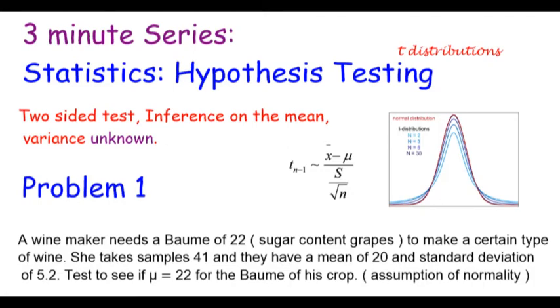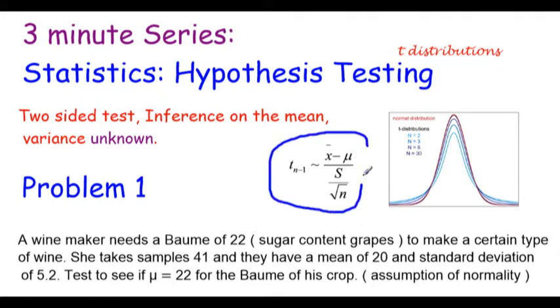Today we're looking at the 3-minute series statistics, hypothesis testing. Today we're looking at t-distributions, basically because our population's variance is unknown. This is what we will use. The statistic itself is this one here.